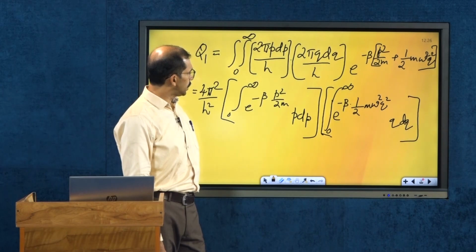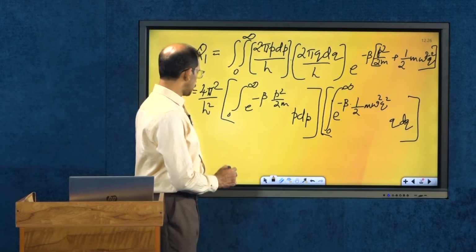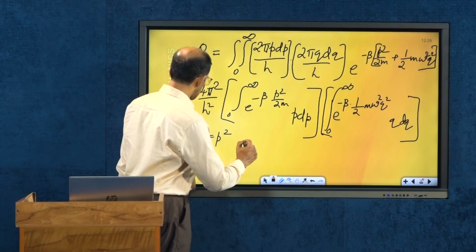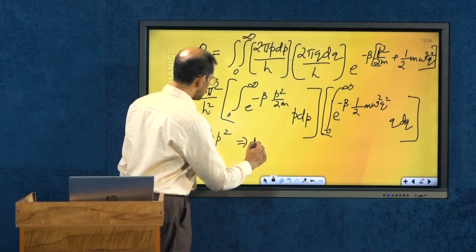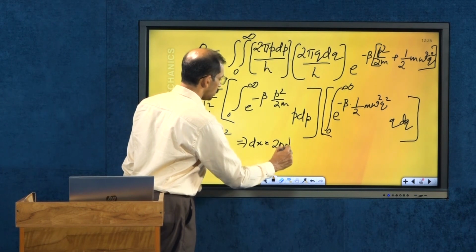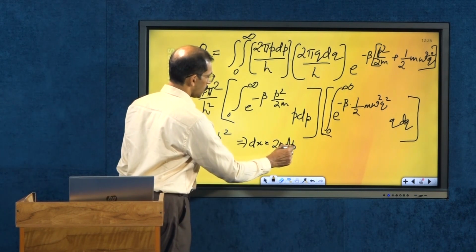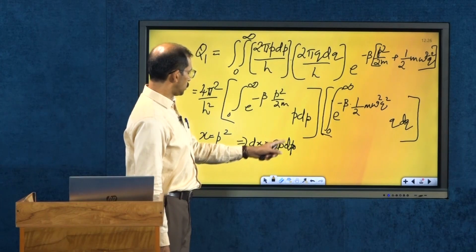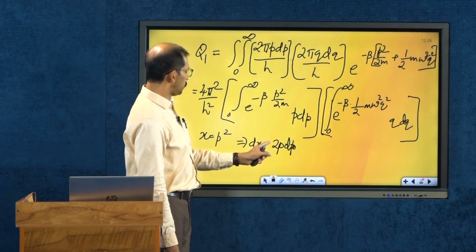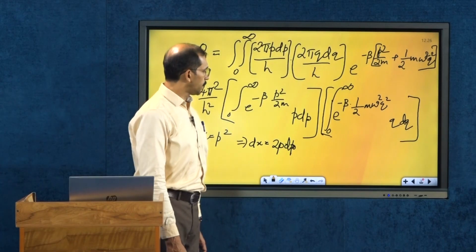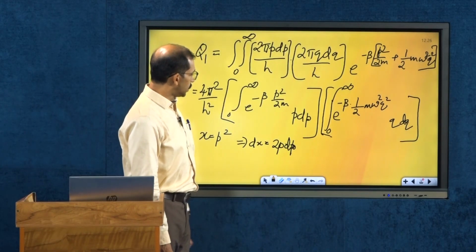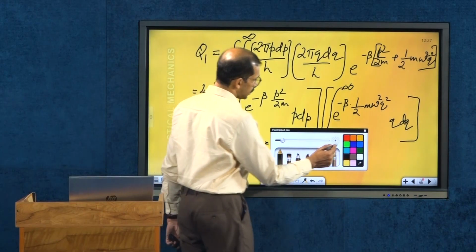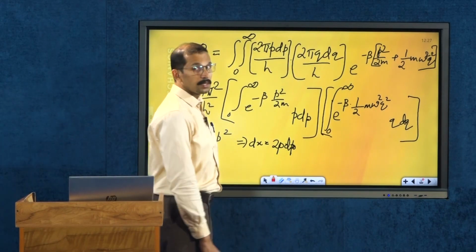In order to do that, let us assume that P squared is equal to x. X is equal to P squared, which means that if I do the integral, dx is equal to 2P dP, right? So wherever I have P dP, I can substitute that over there and carry out the integration. So you can do that. Now let me invoke a standard integral which will make my life easier, right?